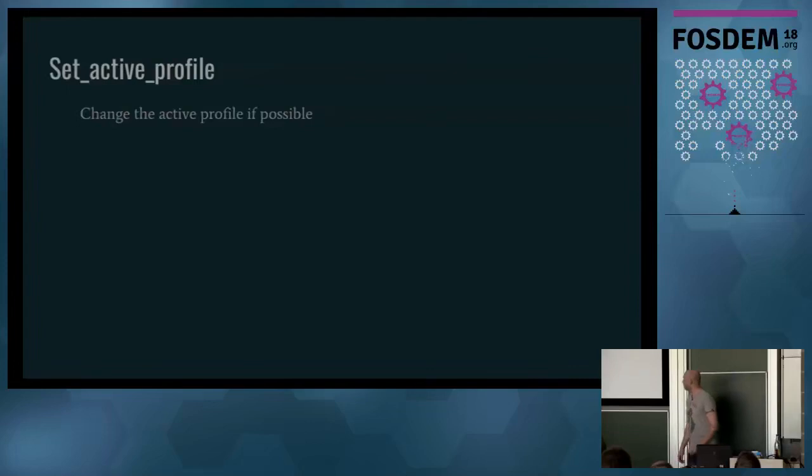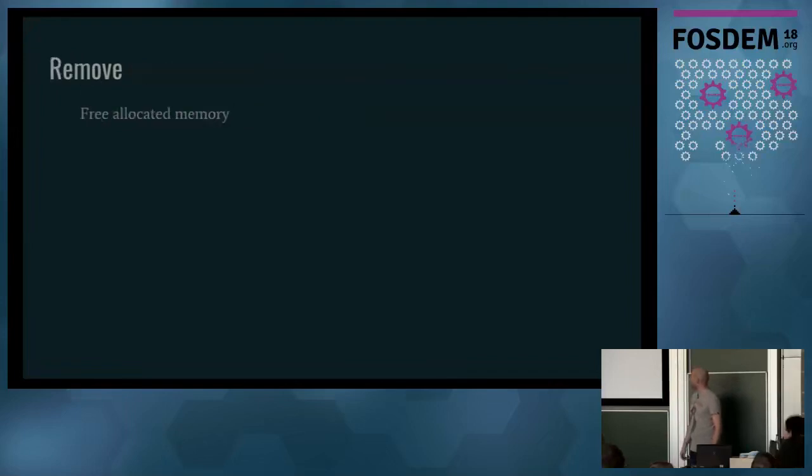The one for set active profile. Some mice will allow you to change the profile from the client. So if you're working with Piper, if you change the profile in the dropdown, then it can move it on the mouse as well. And the remove function is just to free any memory you allocated.